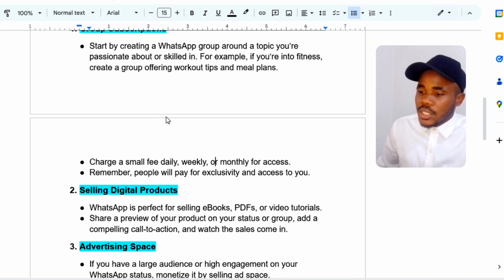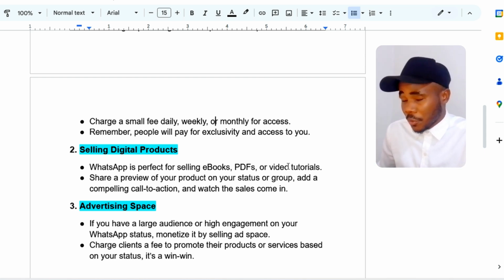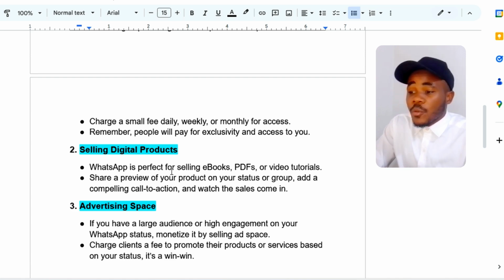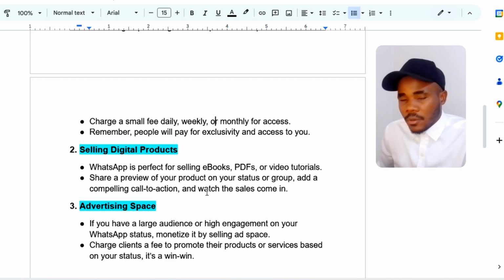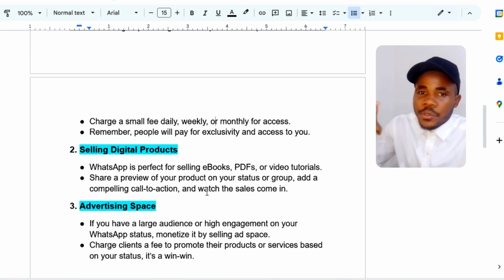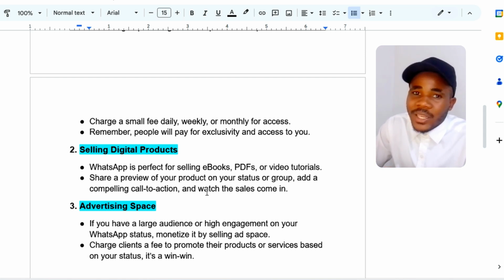And now the second strategy is selling digital products. WhatsApp is perfect for selling ebooks, PDFs, or video tutorials. For this one, you can simply share a preview of your product on your status. You can also add a compelling call to action. Then you're going to see what's going to happen. People who are interested in that digital product, they'll actually reach out to you and you will make sales that way.